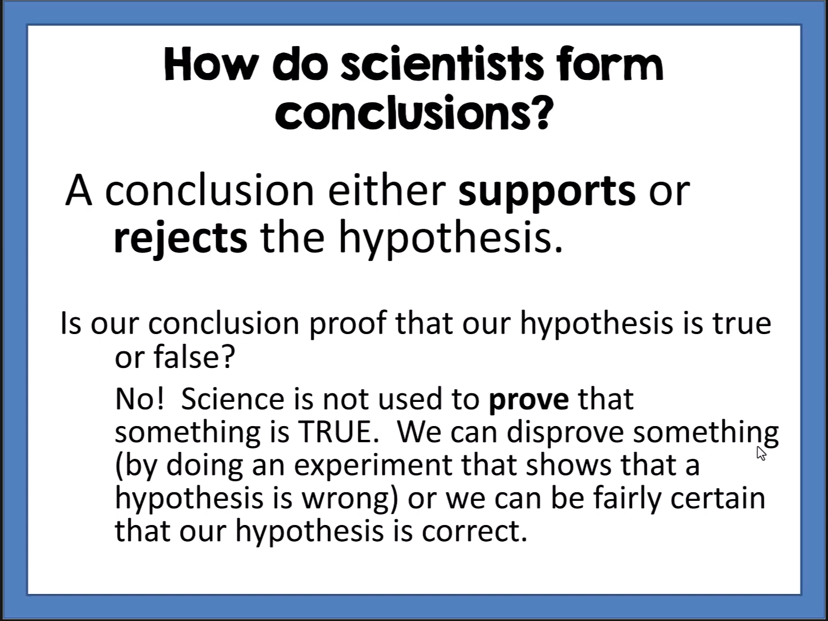We can disprove something by doing an experiment that shows that the hypothesis is wrong, or we can be fairly certain that our hypothesis is correct by doing it many times repetitively, but science does not ever prove that something is true, because all it takes is one experiment to disprove it. And so it's a very difficult thing to prove that something is true, because you would have to identify that it's true in every circumstance, in every situation, and that there would never be a repeated version of the experiment that would not draw that same conclusion.